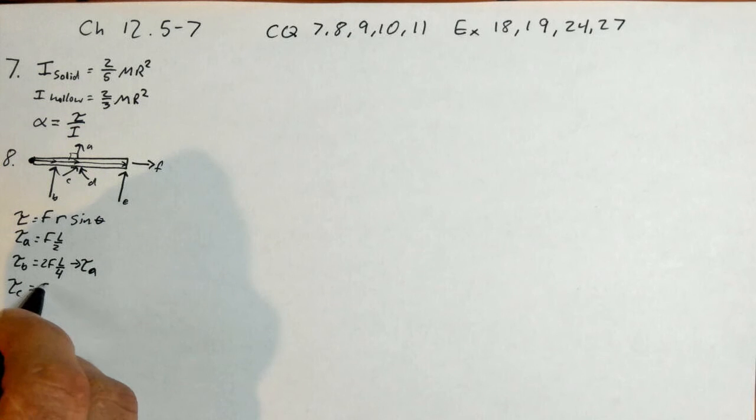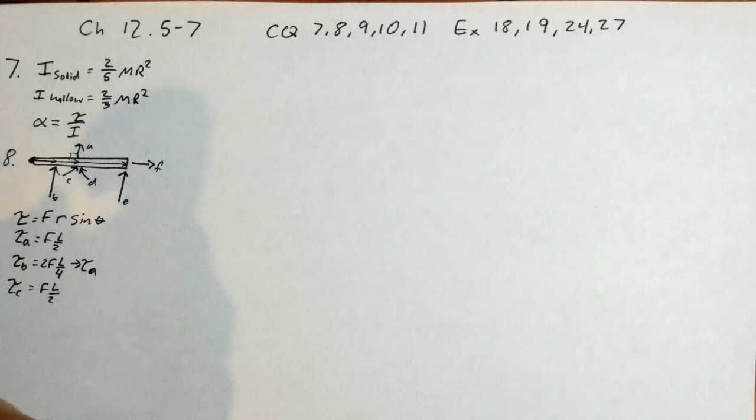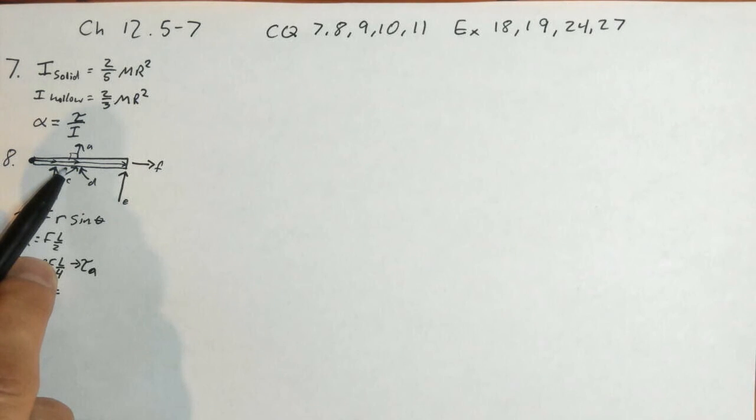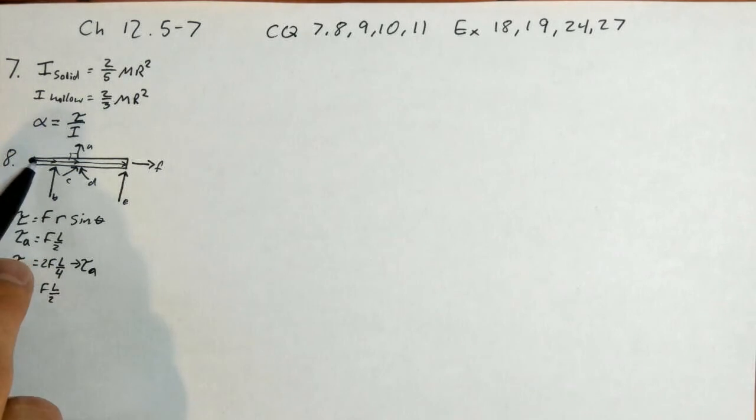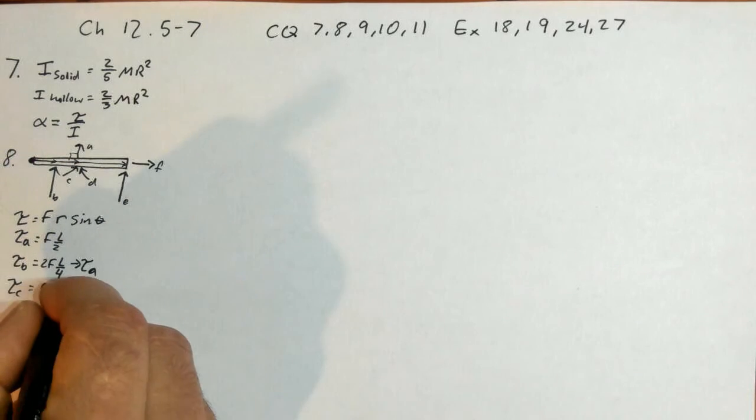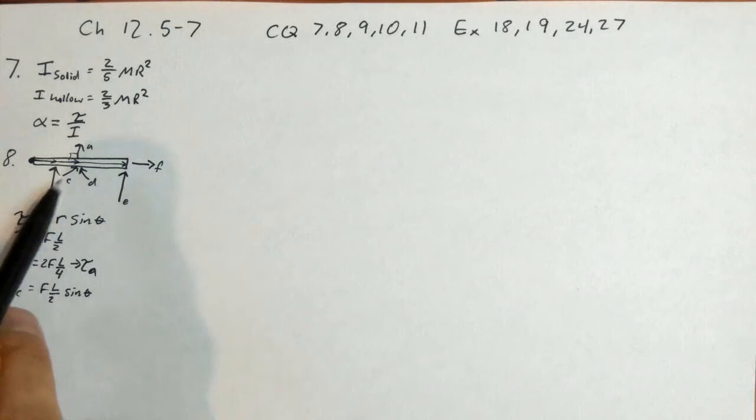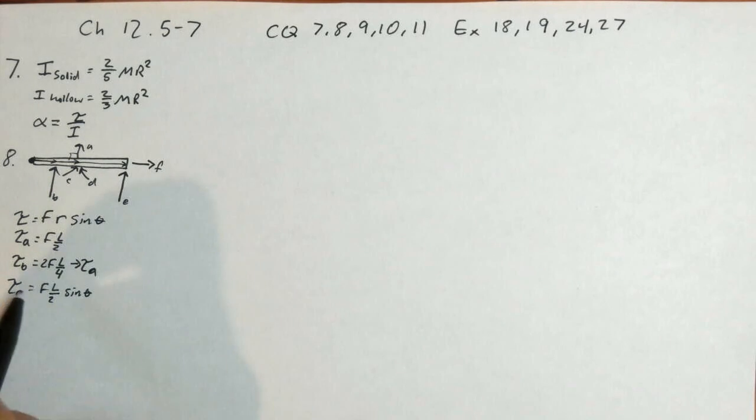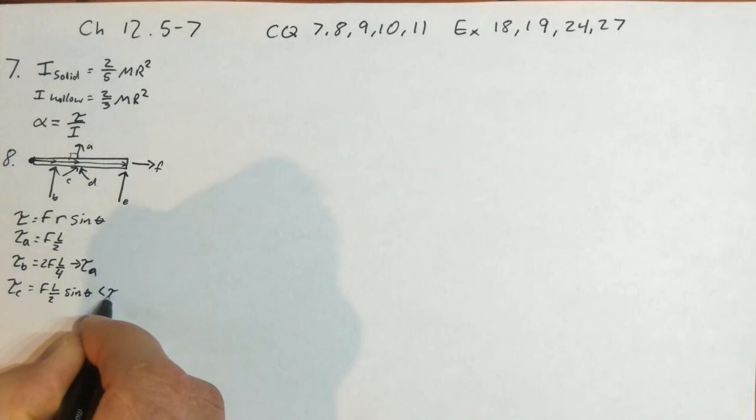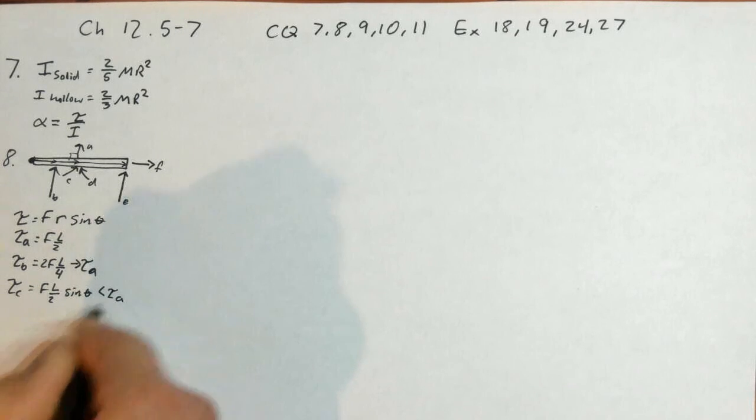Tau C, same force as A, same position as A, but it's applied at an angle this time. The angle between R and C is not 90 degrees, so I'm just going to plug in the sine of theta here to get the piece that's perpendicular. We don't know what theta is, but I know that sine of theta is going to be smaller than 1 because the angle is smaller than 90. So this is then smaller than tau A.